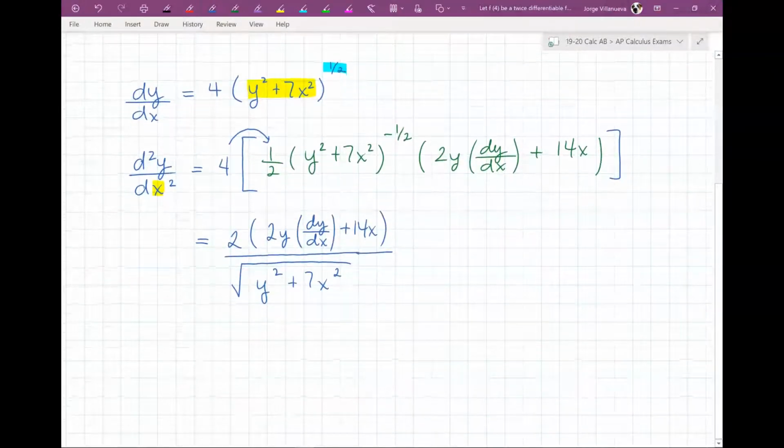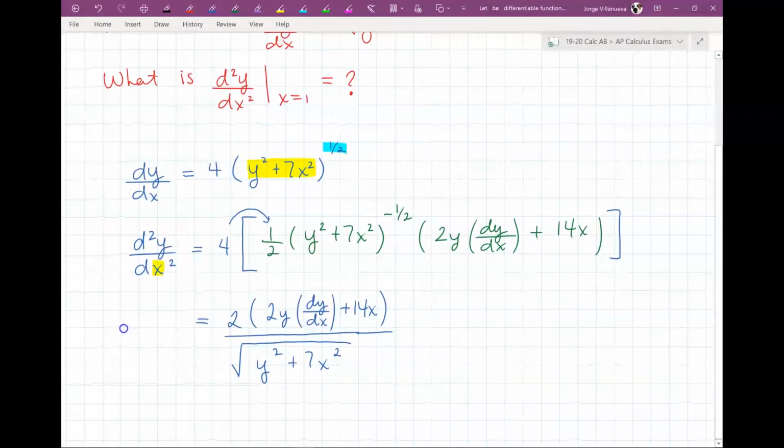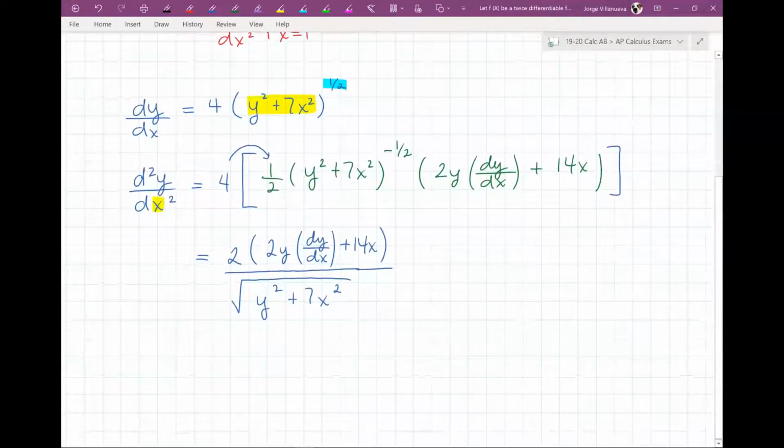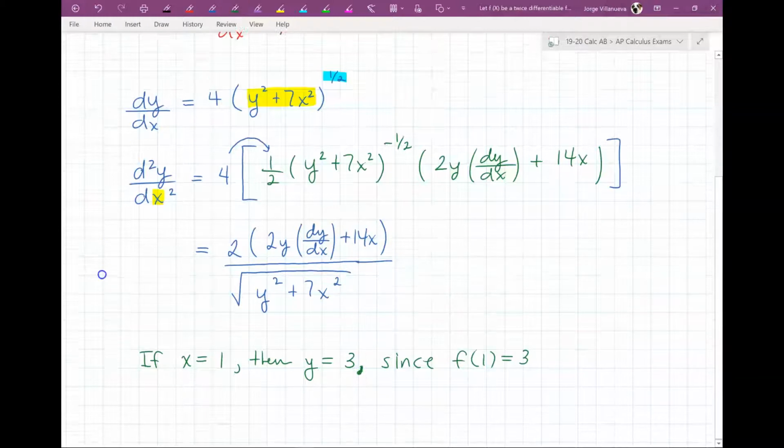Now, they want us to plug in a 1 for x. Now, notice, if x equals 1, then we got to figure out, well, what's y? If x equals 1, then y equals, well, we should know that. It's equal to 3. Why? Since f of 1 equals 3. So we know that if x equals 1, y equals 3.